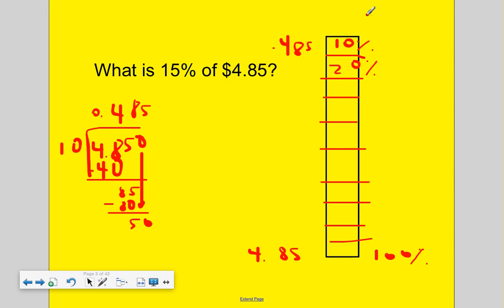So if it is 5%, I'm going to say this is 48 cents. Half of 10% is 5%. Half of 48 cents is about 24 cents. So if we combine this, 24 cents with 48 cents, 15% would be 72 cents. If you're listening in a video, the guy said 70 something. So 15% is 72 cents.